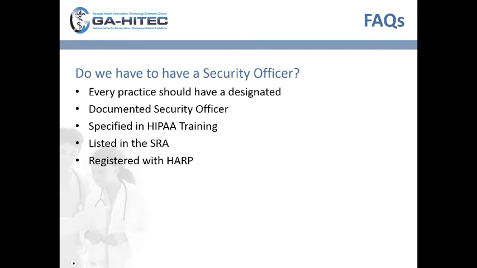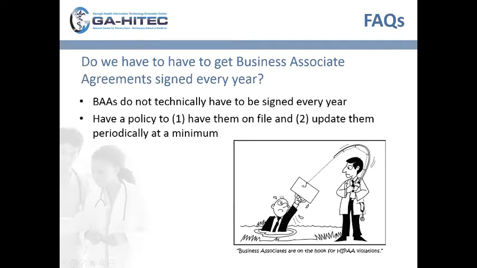Thanks, Kelly. Do we have to get business associate agreements signed every year? You don't. What you need is a business associate agreement in place whenever a services agreement is in place that gives that business associate access to your PHI. So if you're leasing a copier and that copier's got a hard drive in it, they all do, folks, and you're copying records on that, then you need to make sure you have a business associate agreement in place the entire length of that copier lease.